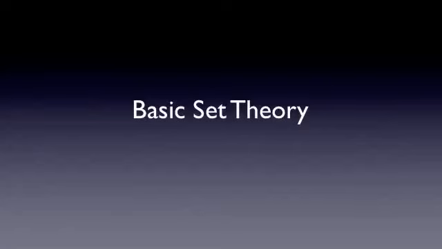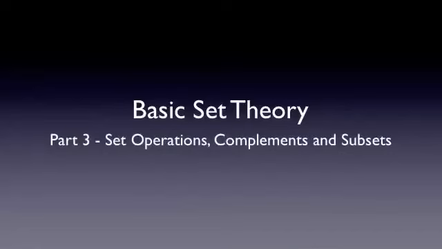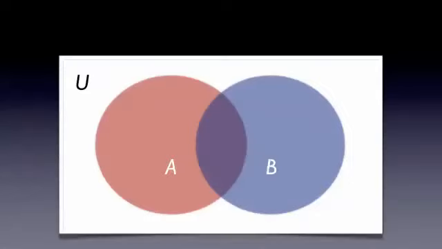In this video, we'll take a look at unions, intersections, differences, complements of sets, and we'll also look at subsets. This is easiest to demonstrate by using a Venn diagram. In this case, we have sets A and B.